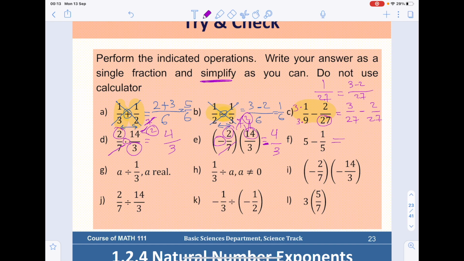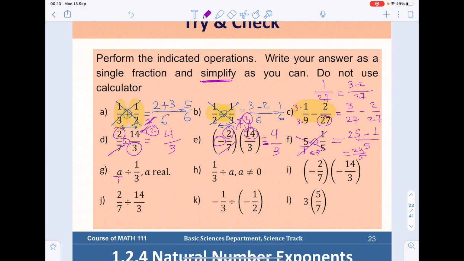Now we have subtraction here. You know that the denominator here equals 1. So I can use 5 times 5, which is 25, minus 1 times 1, which is 1, over 5 times 1, which is 5. So the answer is 24 over 5.